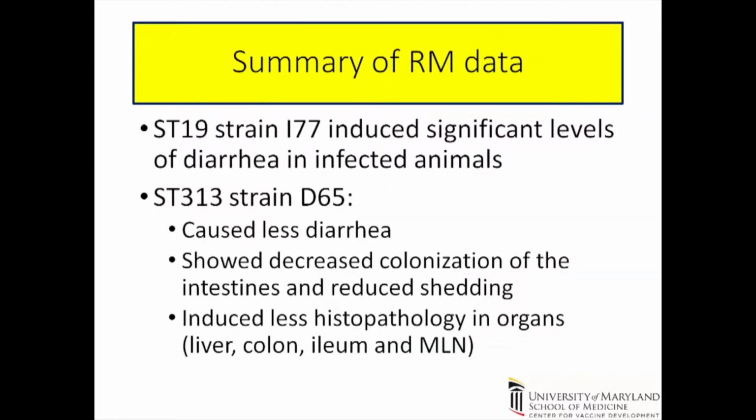So to summarize this rhesus macaque data, ST19 strain I77 induced significant levels of diarrhea in infected animals. They also showed very high levels of intestinal inflammation, and they had much higher shedding than the ST313. So ST313 strain D65 causes less diarrhea. It shows decreased colonization of the intestines and reduced shedding, and it also induces less histopathology in organs than ST19.